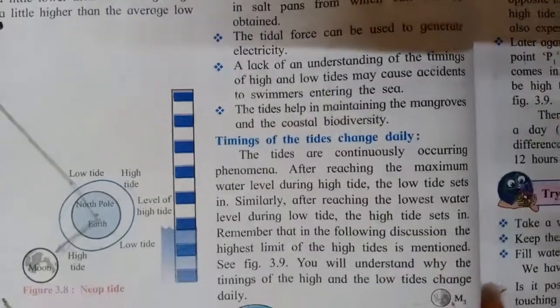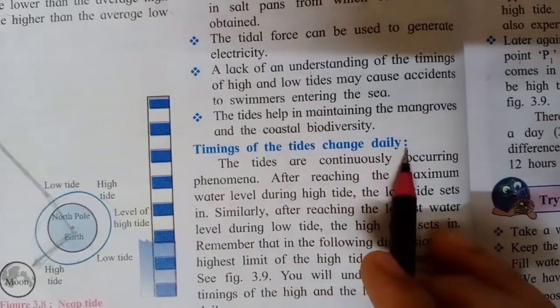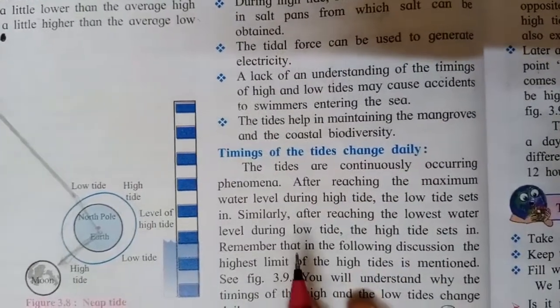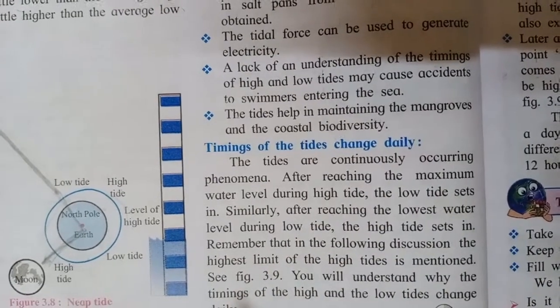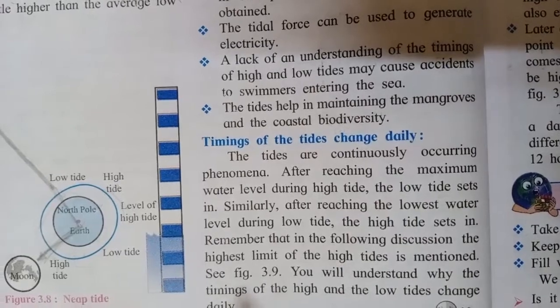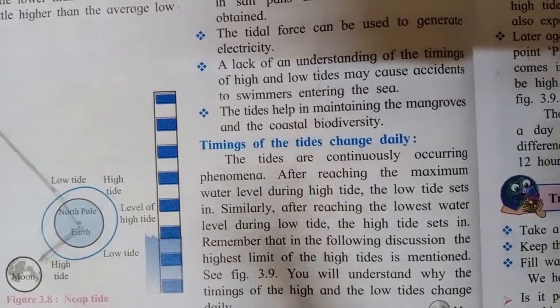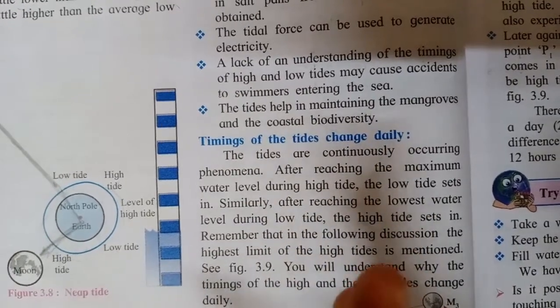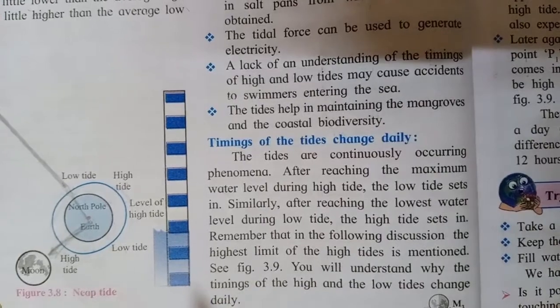Now the next one we are going to study is that the timing of the tides changes daily. Already, when I explained in the previous video, I told you that the time of the tide keeps on changing. After the next day, every day it goes on extending by 25 minutes. So how it becomes so, we are going to study in this paragraph.